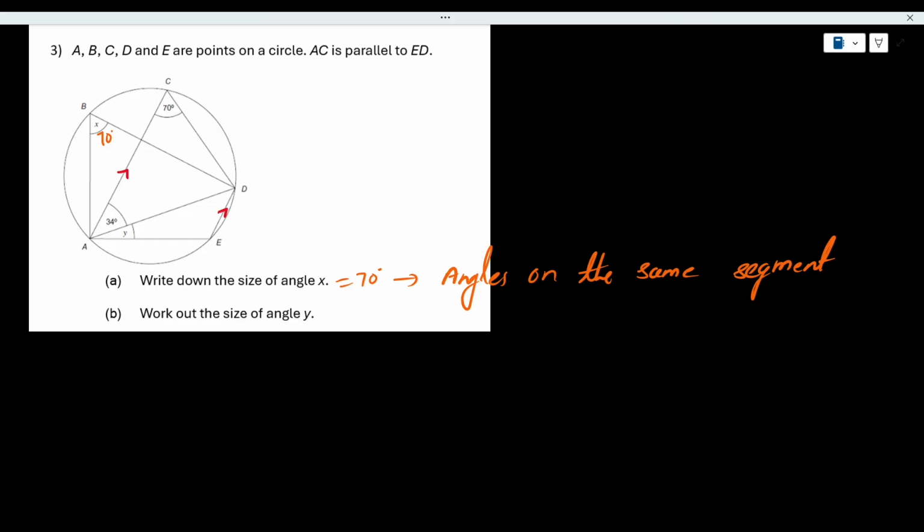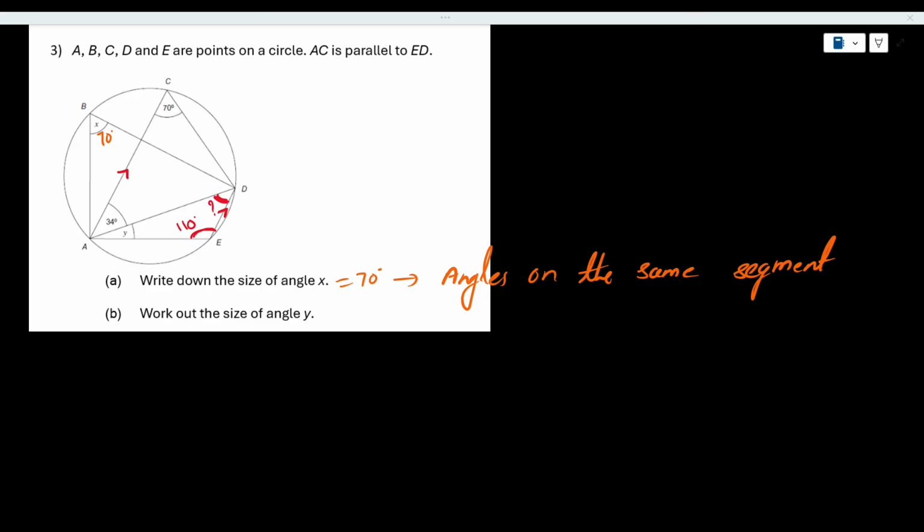After that, how to find out y? Now you know that y is part of the small triangle, which is AED. And if you see AEDC, this is a cyclic quadrilateral, correct? I'm taking 70 degrees the complete angle, so this angle is going to be 110 degrees. But we need to find out y.